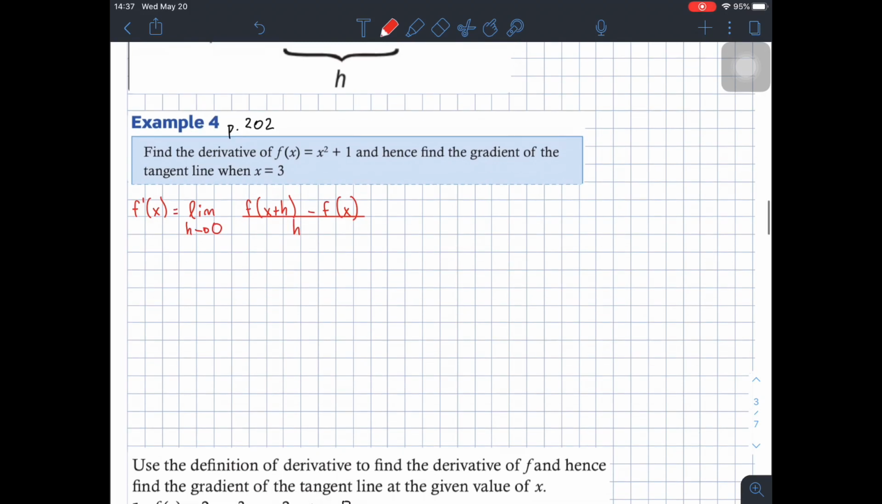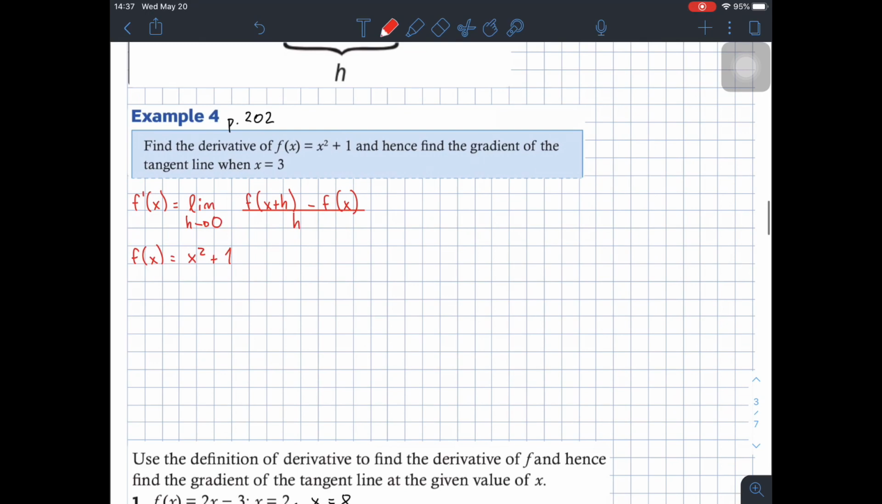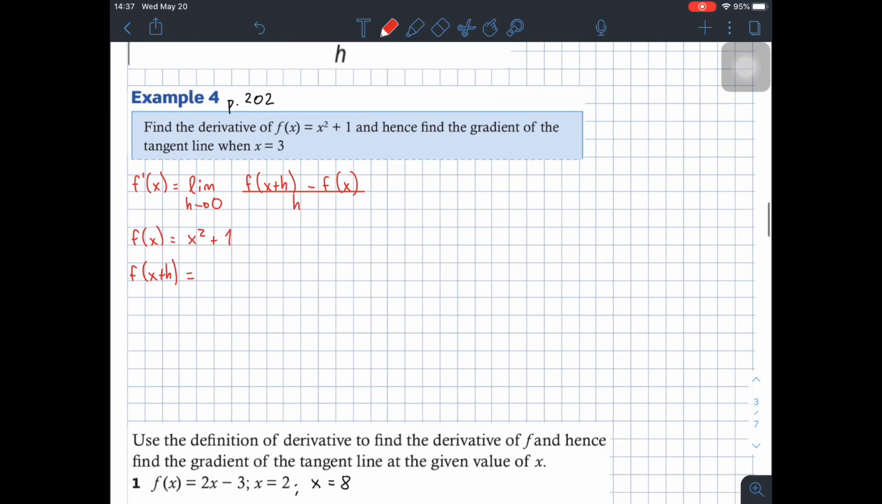So I'm going to identify each of these components of the formula, right? I know that f of x is a function itself, right? x squared plus 1 in this case. And we know that f of x plus h is just adding an h to wherever we have the x, right? So this would be x plus h squared. I'm plugging the h into the x here. Plus h squared plus 1. Okay? And I'm going to leave it like that.